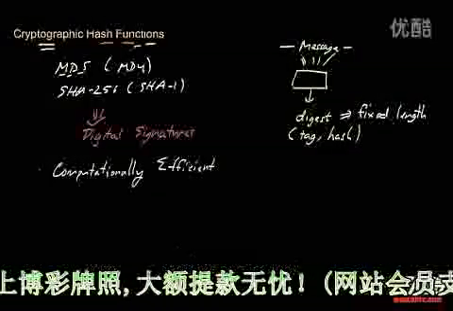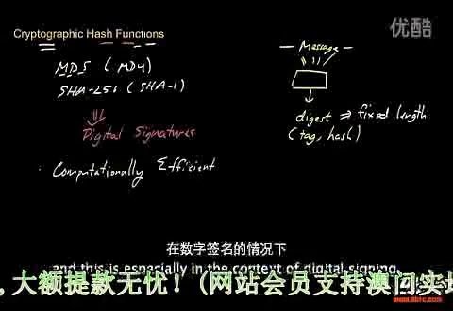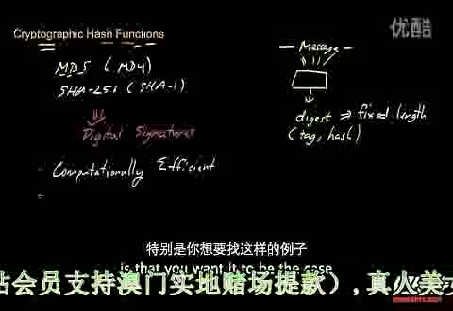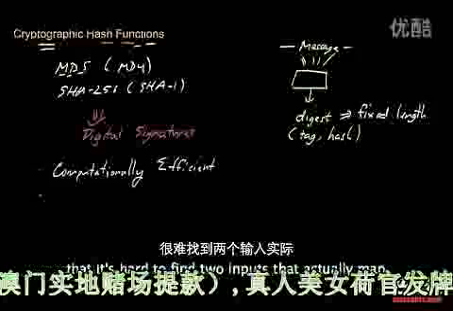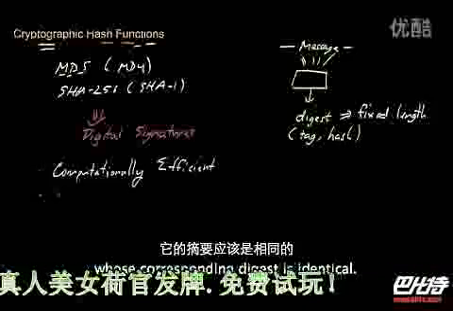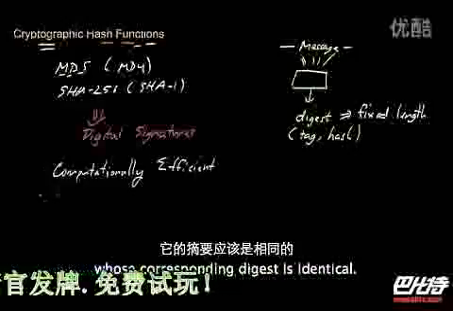Okay? Now the second property you typically need, and this is especially in the context of digital signing, is that you want it to be the case that it's hard to find two inputs that actually map to the same output. And I mean two distinct inputs whose corresponding digest is identical.